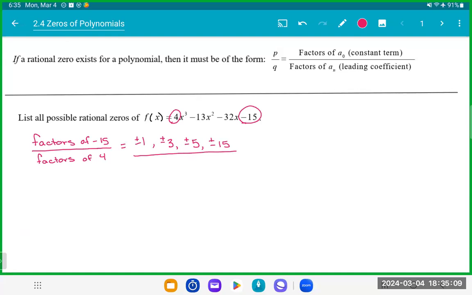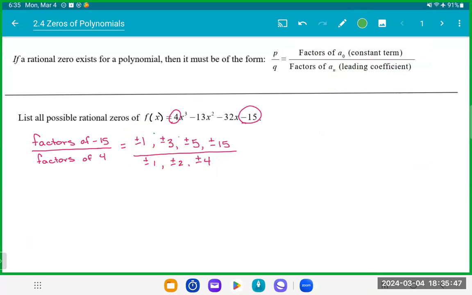For our factors of 4, that can be plus or minus 1, plus or minus 2, and plus or minus 4, right? So negative 1 times negative 4 is 4. Negative 2 times negative 2 is 4. Positive 2 times positive 2 is 4. That is how we set this up. And now we want to do every combination, each of these over each of these. So how does that break out?